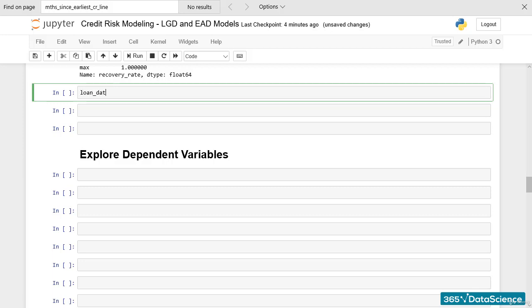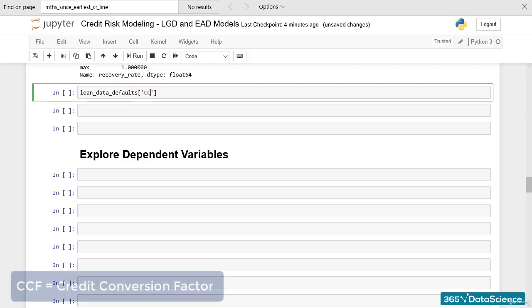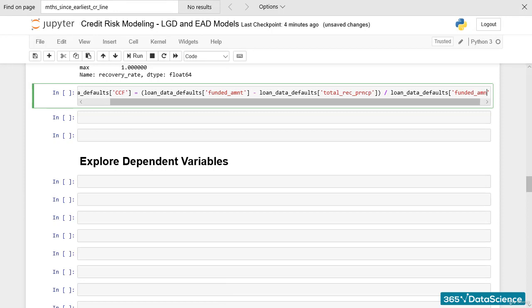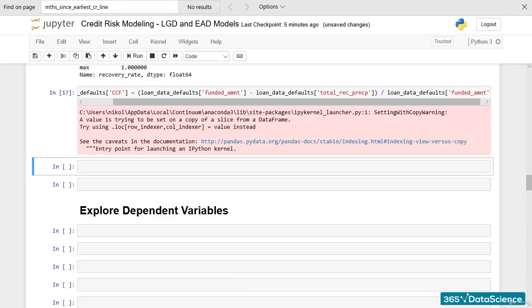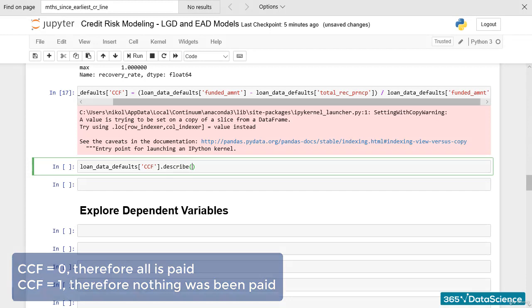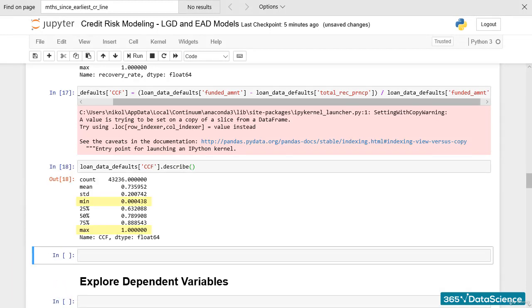Okay, let's call the proportion from the funded amount that the borrower would need to repay CCF, from credit conversion factor. It is equal to the funded amount minus the total recovered principal divided by the funded amount. If all was paid, CCF would be 0. If nothing was paid, CCF would be 1. Let's use the describe method to see what values we get. Alright, the minimum value we get is 0, and the maximum is 1. Good job!